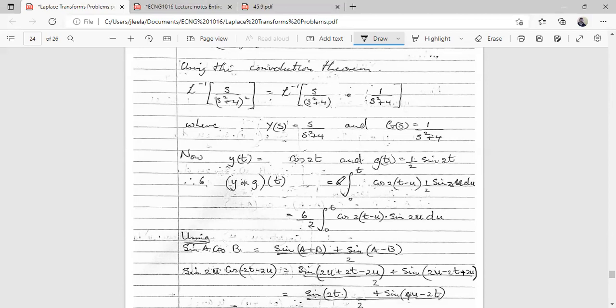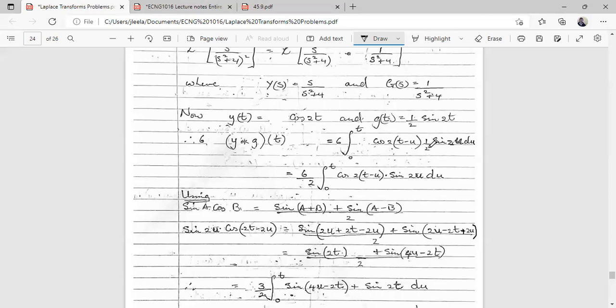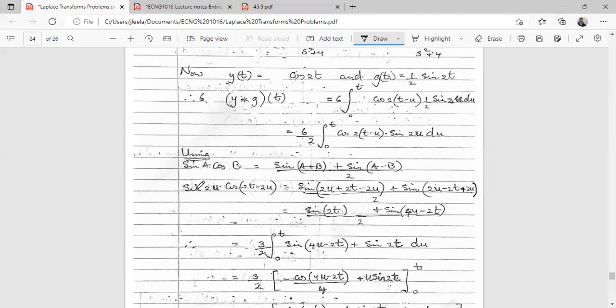And the reason why I put this 6 on the outside is because I have to multiply by 6. So if you look at this carefully, you have a 1 over 2 here, you could pull that out on the outside. So that will be 6 over 2, which is 3. And you'll have this integral, cos 2(t minus u) sine 2u du, right? So here now you could use this identity, sine A cos B is equal to sine (A plus B) plus sine (A minus B), all over 2. So you break this up into that form. I just write it here: sine 2u will be A.